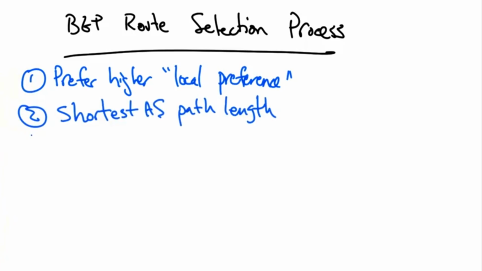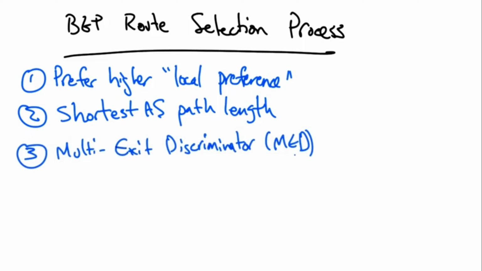Among routes with equally high local preference values, BGP prefers routes with shorter AS path length. The idea is that a path might be better if it traverses a fewer number of autonomous systems. The third step involves comparison of multiple routes advertised from the same autonomous system.